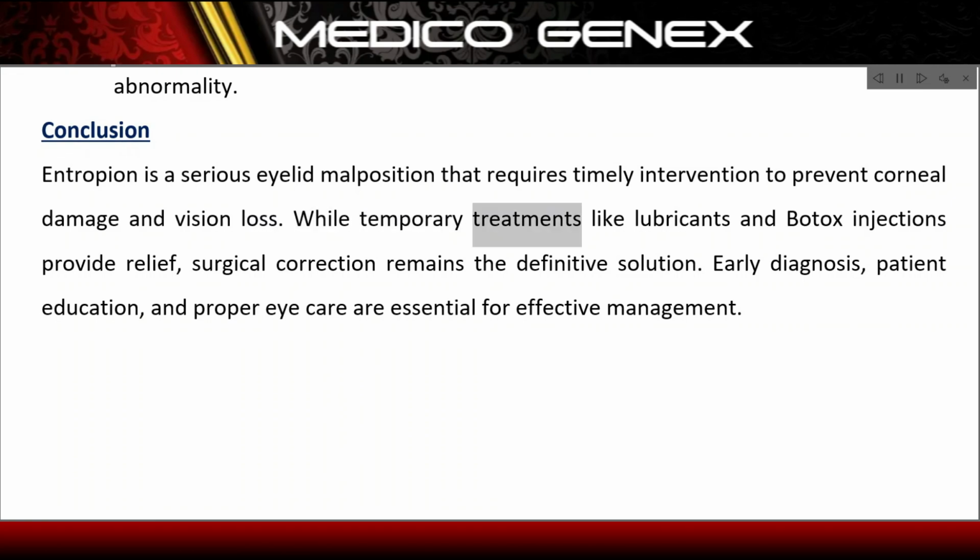While temporary treatments like lubricants and Botox injections provide relief, surgical correction remains the definitive solution. Early diagnosis, patient education, and proper eye care are essential for effective management.